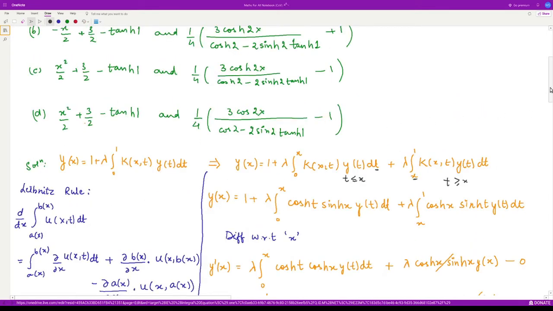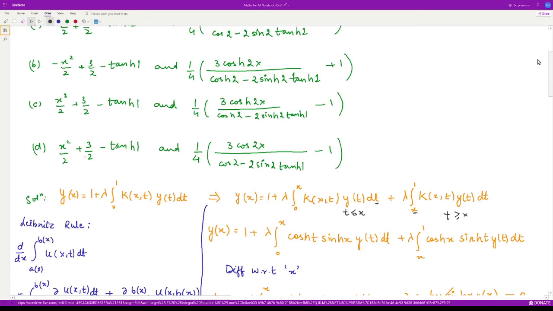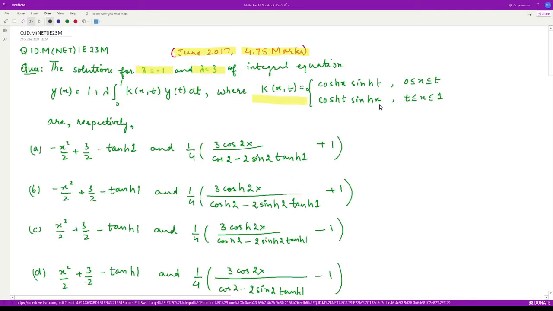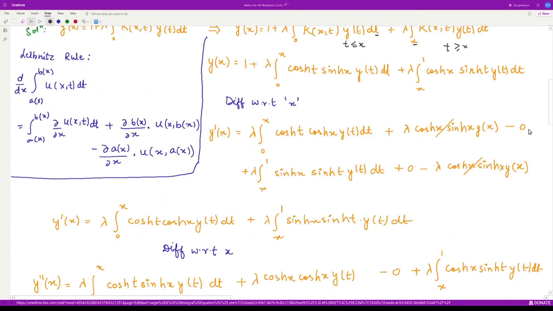So t less than or equal to x means cosh t sinh x, and in the next case we'll write this one. So we have 1 plus lambda integral from 0 to x of cosh t sinh x. This is in the first case, and this in the second case. We just put the value of the kernel respectively. Then now we have this integral equation.